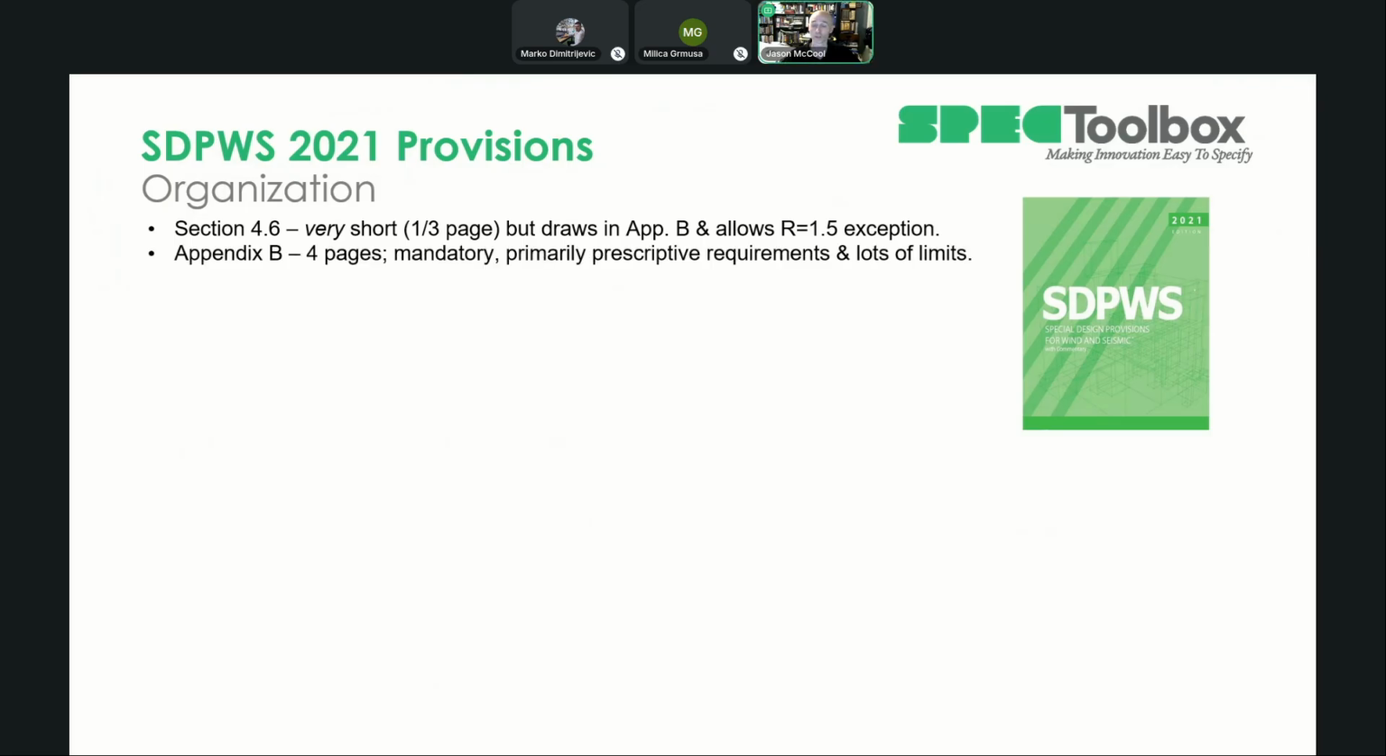Appendix B is also pretty short, only 4 pages, but has a lot of requirements, a lot of limitations built into that 4 pages. The commentary on 4.6 is just 1 paragraph. It's no real information there. The commentary on Appendix B, though, is where you get a lot of the background information and a lot of your formulas. If you're trying to develop your own calcs, you've probably already been in that commentary section.